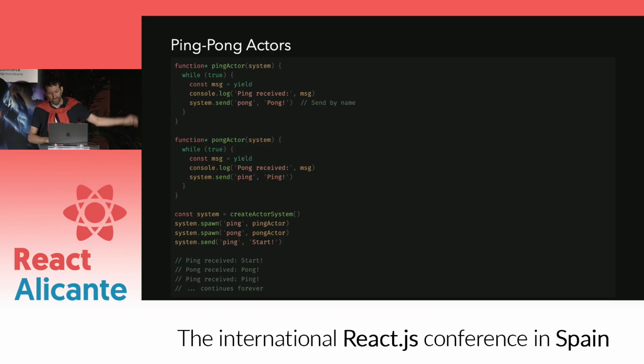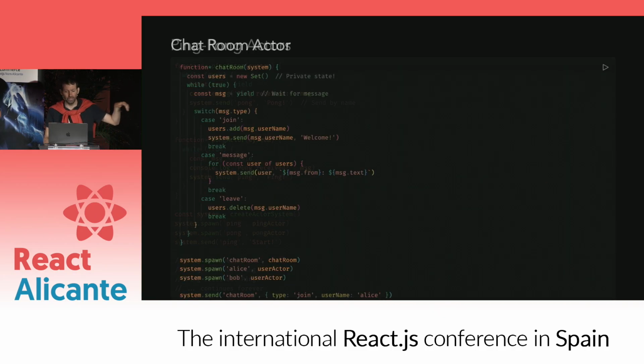So showing that in action, we can see that we can, for example, have the classic example of two ping-pong actors that are sending each other messages. And you can see that here we are still leveraging that while true pattern in order to have the actor always alive. And the first thing that the actor does is yield and wait for messages. And when the message comes, it processes it, does its thing, and then it uses system.send to basically interact with other actors in the system.